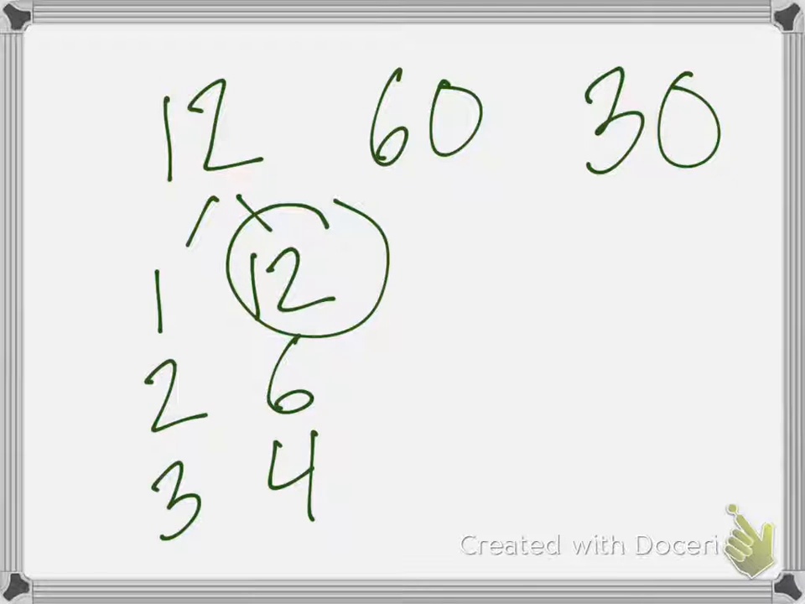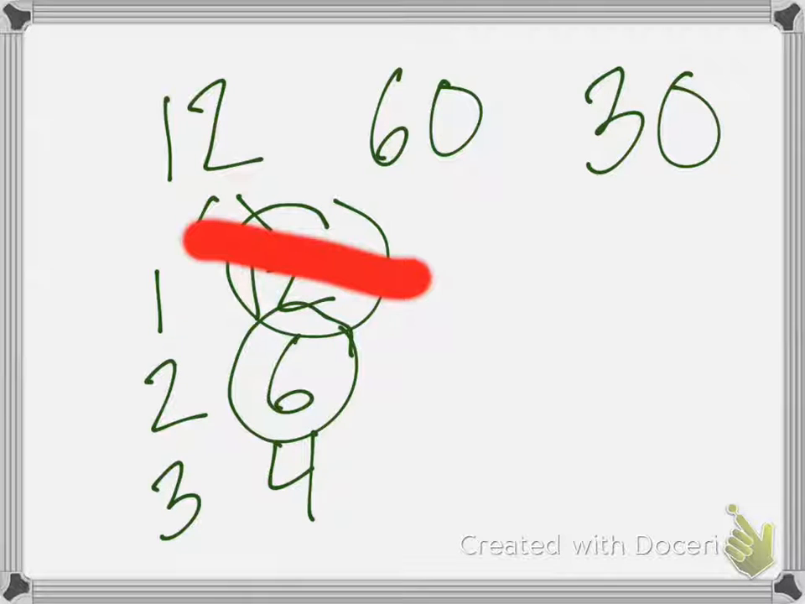Can 12 go into 60? Yes. Can 12 go into 30? No. So it's out of our factors. Then we go to the next biggest number, 6. Can 6 go into 60? Yes. Can 6 go into 30? Yes. There it is. The next biggest number worked. That's the quickest way to do greatest common factor.